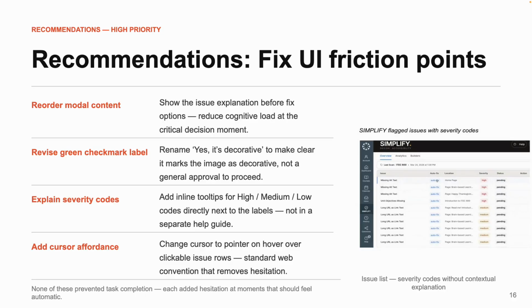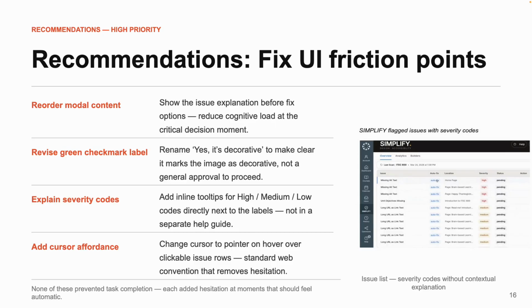First is a high priority recommendation. Fix the 4 UI friction points. Reorder the modal content. Show what the issue is before showing fix options. Revise the green checkmark label so it's clear that it marks the image as decorative, not a general confirmation. Add inline explanations for severity codes right where the user encounters them. And add cursor affordance to clickable rows.